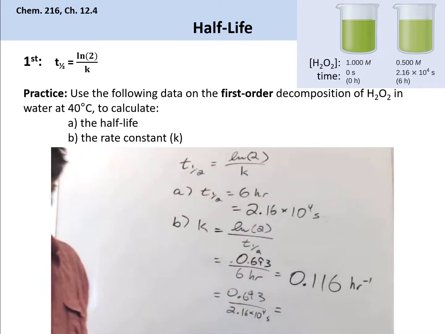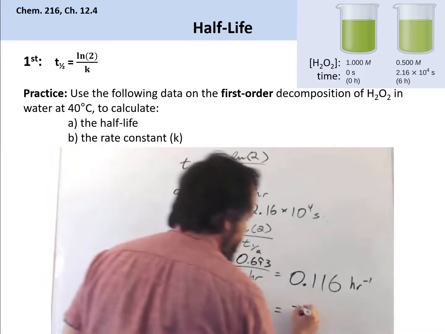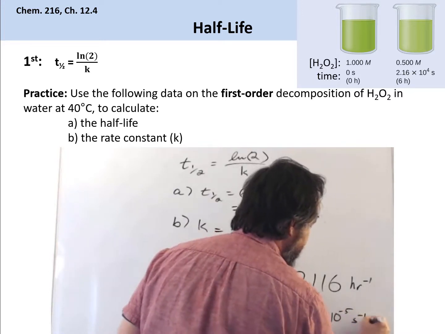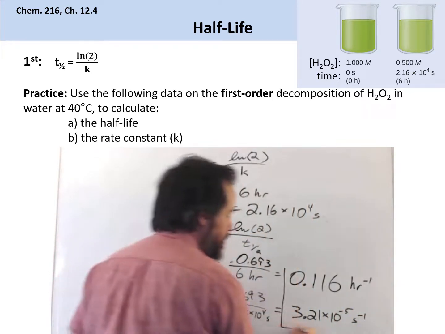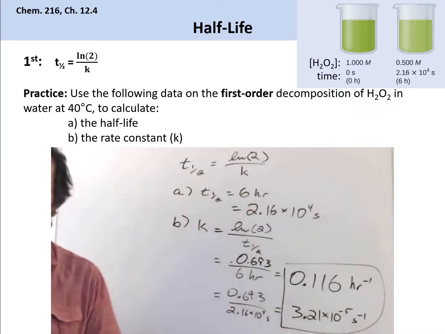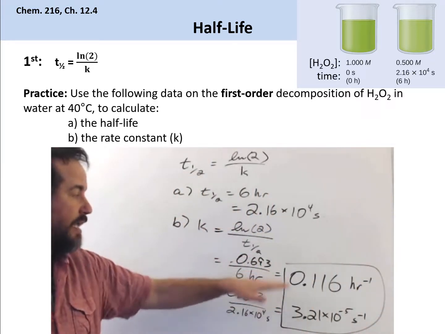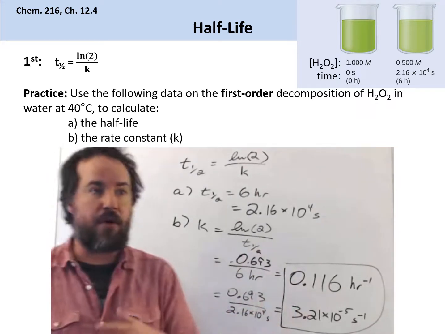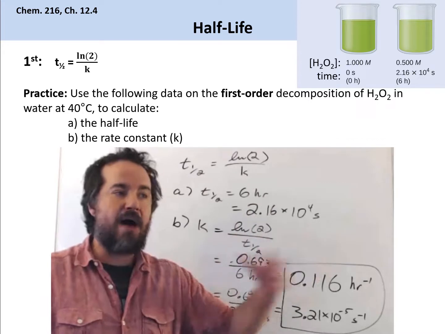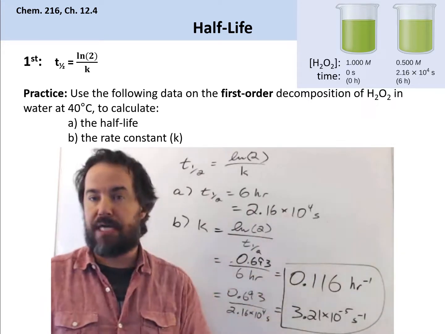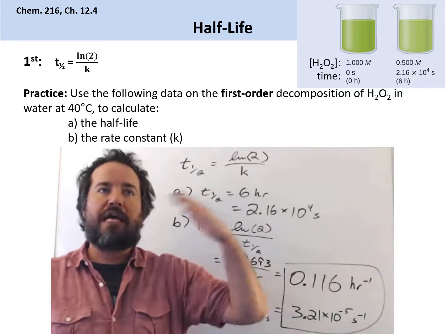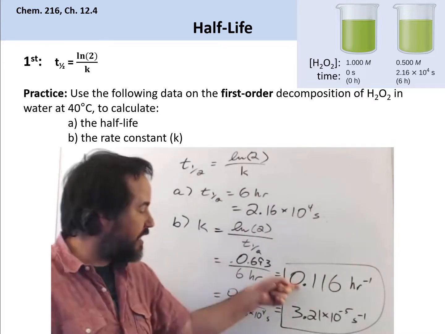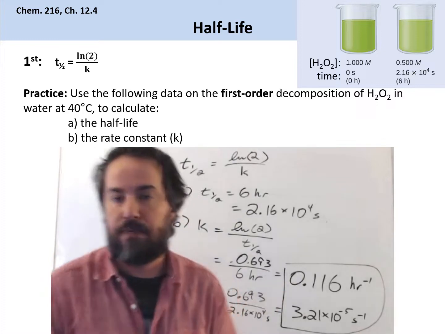And this is going to get me a small number, 3.21 times 10 to the minus 5 seconds to the minus 1. Both of these are my rate constant. In the same way that I can talk about going 22 miles per hour, or I could calculate how many miles per minute that would be, right? 60 miles per hour is 1 mile per minute. Those are the same speed. These are the same k value.